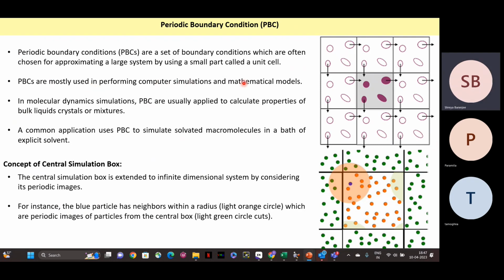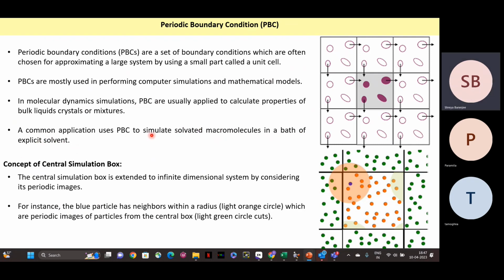PBCs are mostly used in performing simulations and mathematical models. In molecular dynamic simulation, PBC is applied to calculate properties of bulk liquid crystals or mixtures. So only when you have a homogeneous system, like a liquid crystal, can you use this condition of PBC. Because if it's a heterogeneous system, there won't be a single unit cell which is representative of the properties of the entire system. And PBC is generally used to simulate solvated macromolecules in a bath of explicit solvent.